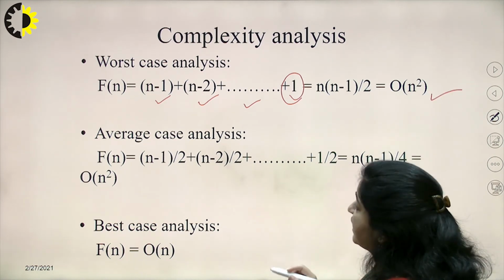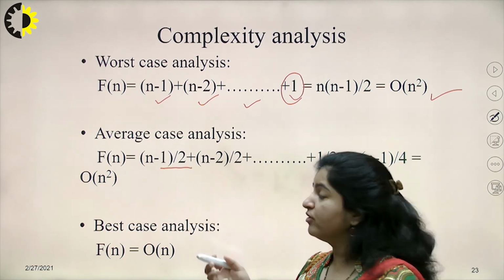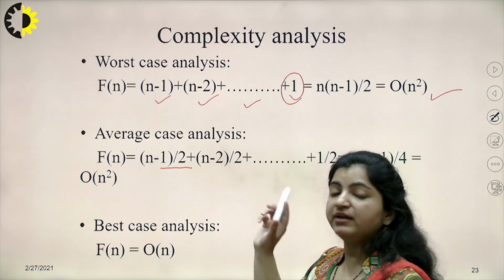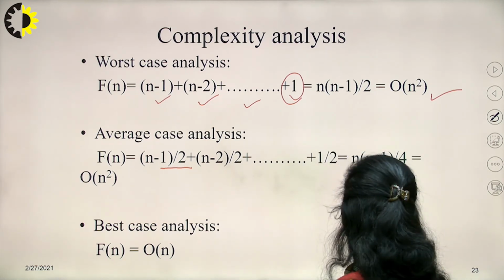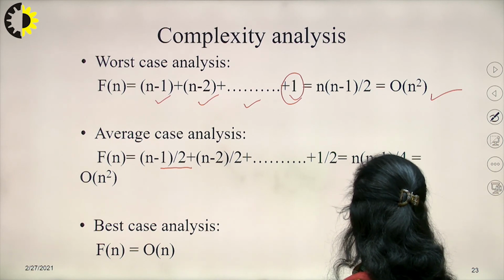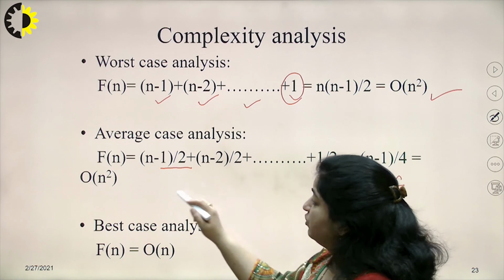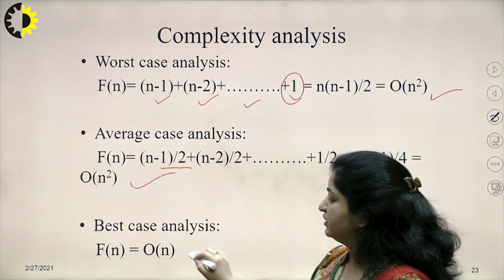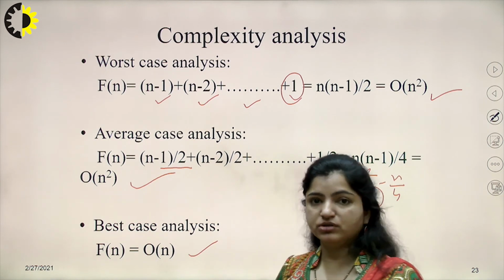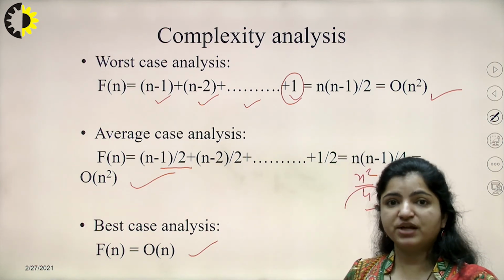In average case analysis, the number of comparisons is reduced to half, so n minus 1 by 2, then n minus 2 by 2 in pass 2, and so on, fine. And when you solve this, this is n square by 4 minus n by 4, where 4 is again a constant which we can ignore. So here again you will get the complexity of big O of n square. And the best case for this is big O of n, because the total number of comparisons in the best case is minimum.